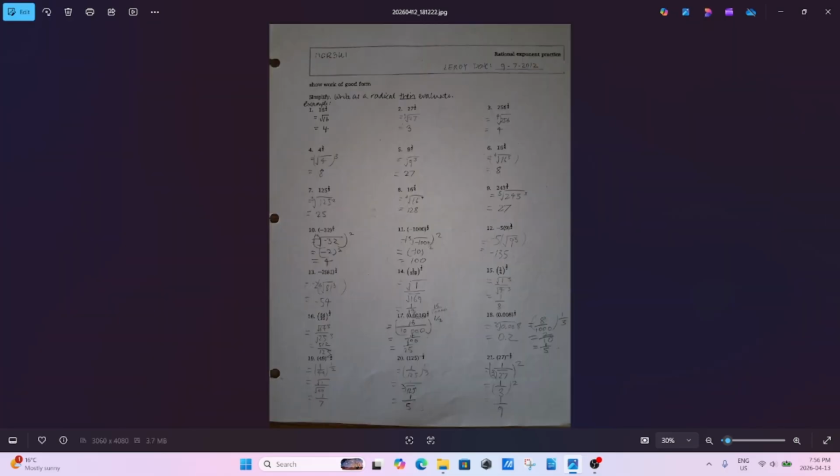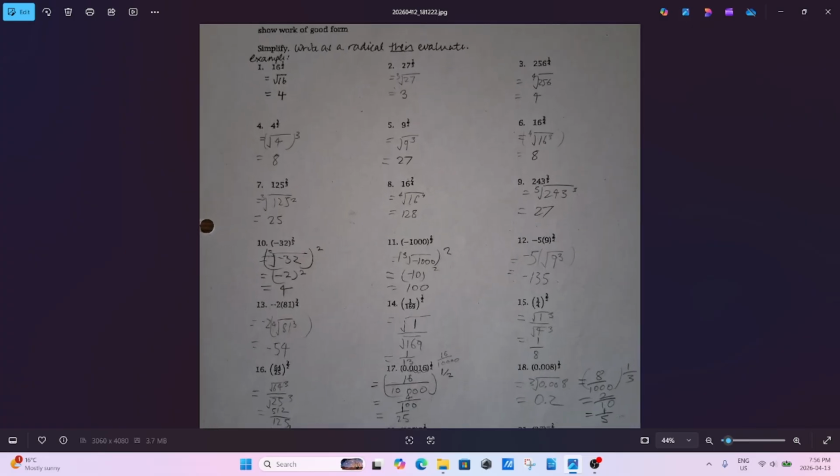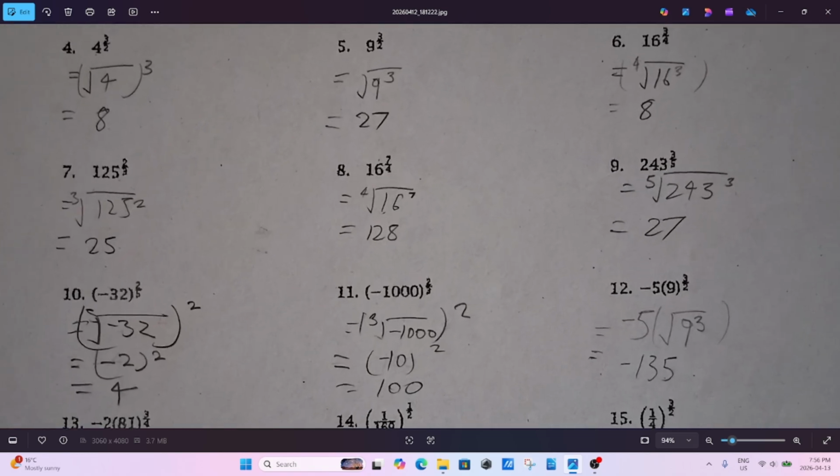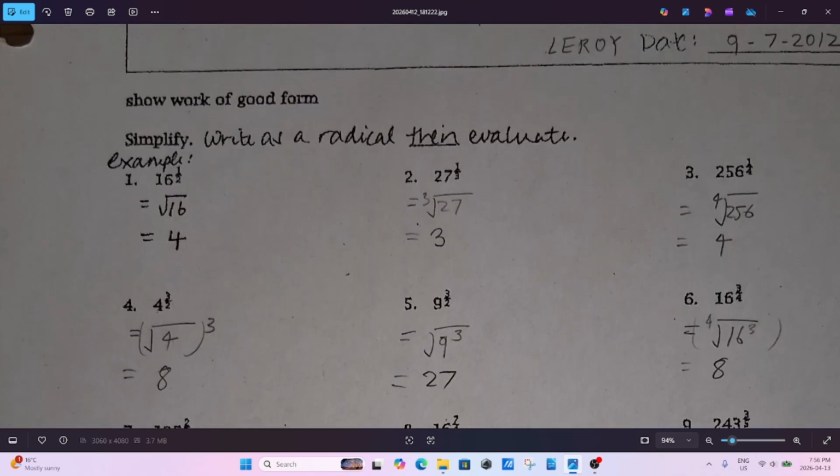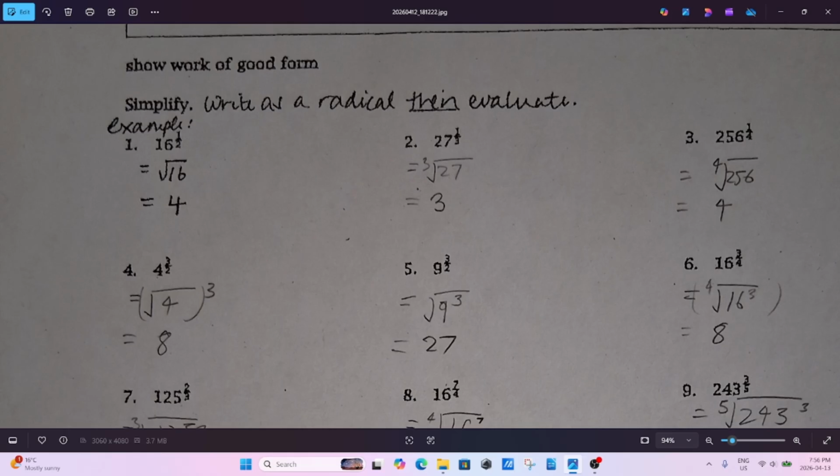More questions. Rational exponent. Write as a radical, then evaluate. Example 1. 16 to the 1/2 is just square root of 16, which is equal to 4. Question 2. 27 to the 1/3 is just the third root of 27, which is equal to 3.